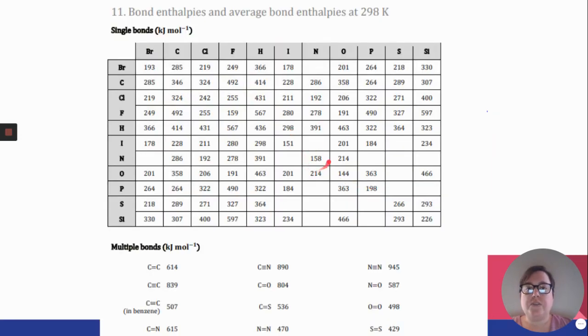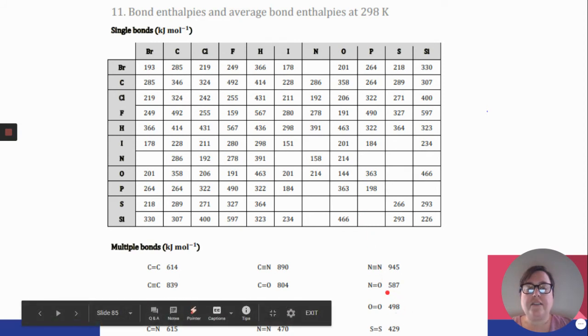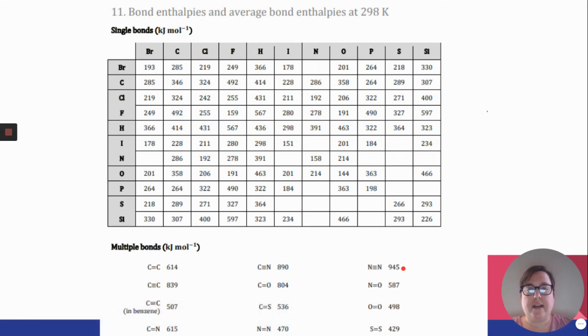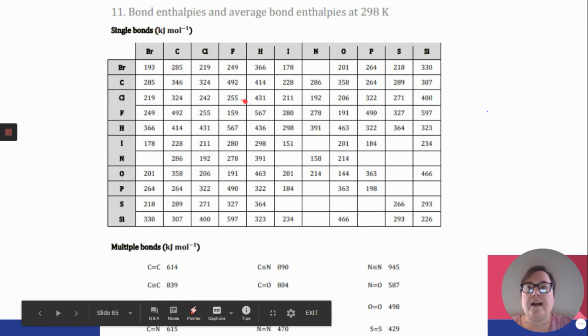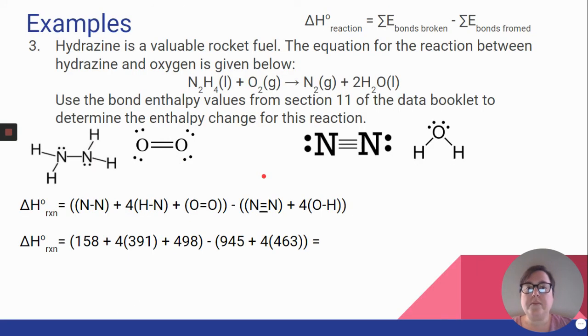Nitrogen and nitrogen is 158. Nitrogen and hydrogen is 391. Double bonded oxygen is 498. Triple nitrogen is 945. So see, the triple bond requires more energy to break, 945. Then we have our oxygen and hydrogen of 463. So we plug those values in, we calculate, and we get negative 577 kilojoules per mole.